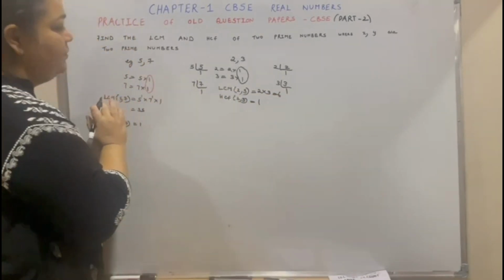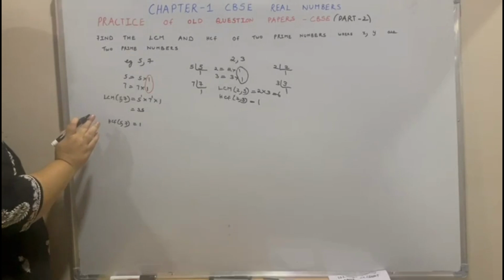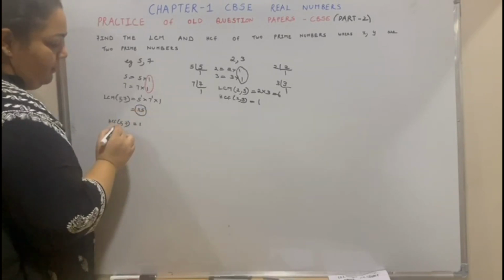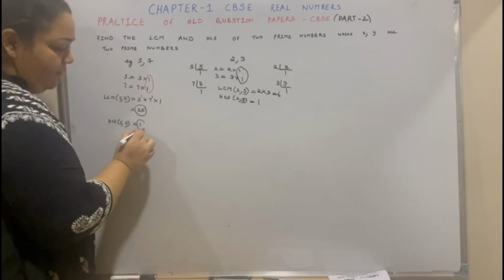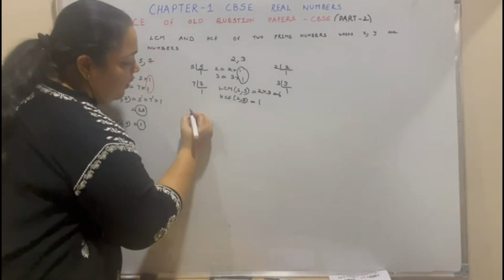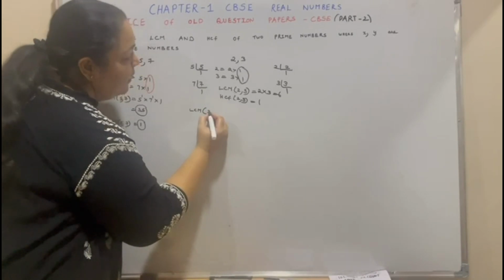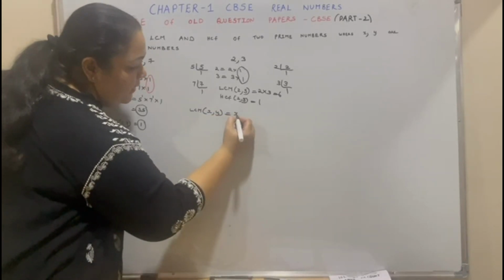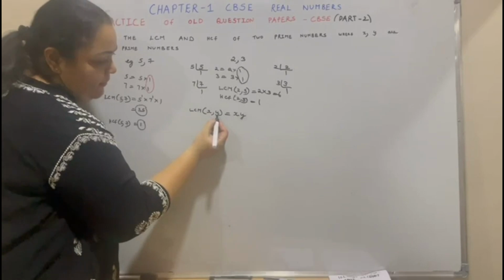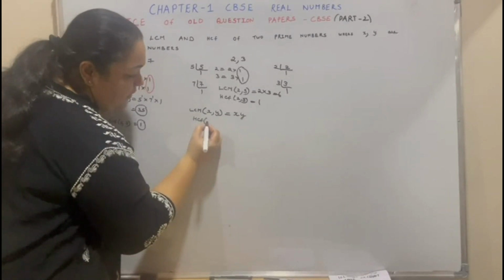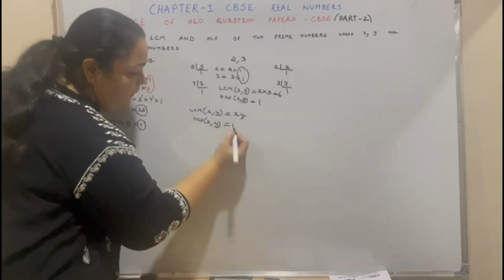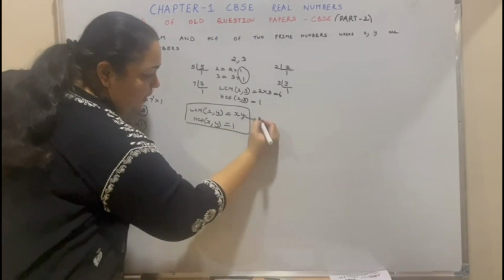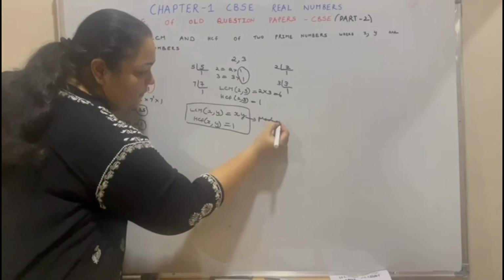So what is the observation between these two examples? LCM of 5, 7 is the product of the two numbers, and HCF is always 1. So we can write LCM of x, y is equal to the product of the two prime numbers, xy, where x and y are prime numbers, and HCF of x, y is always 1. So this is the answer: the LCM is the product of the prime numbers and the HCF is always 1.